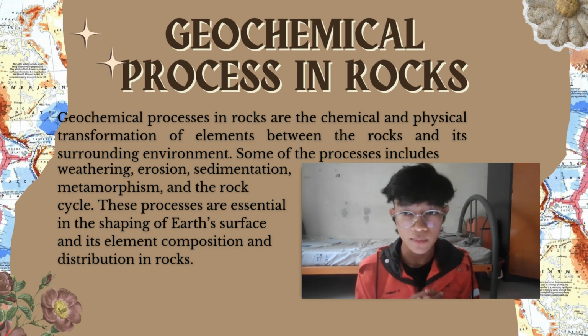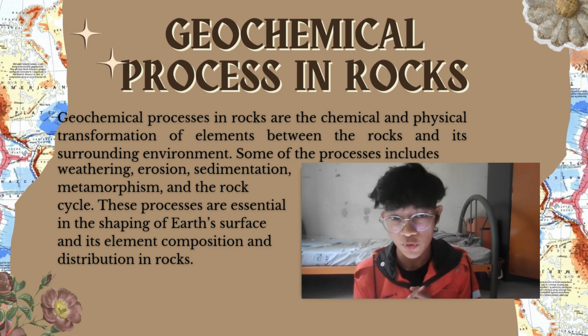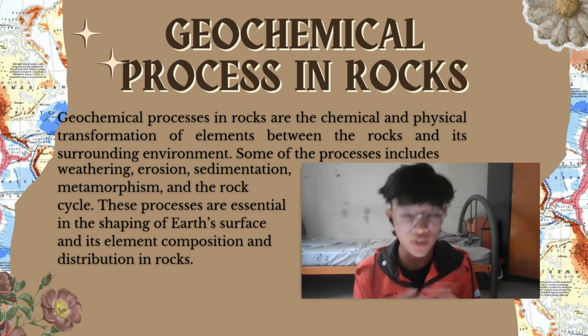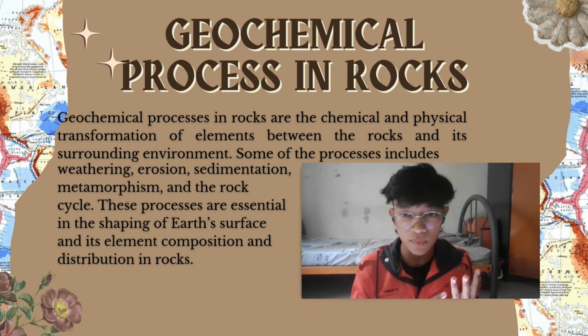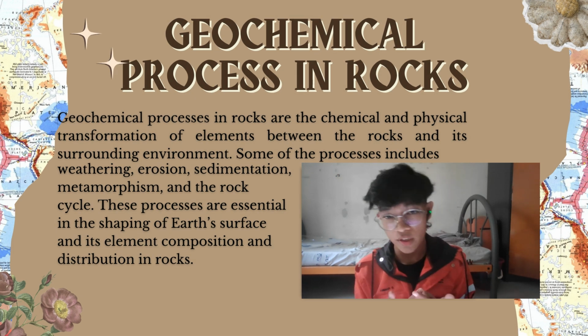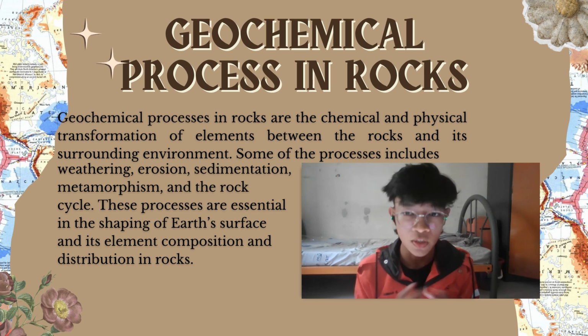Today I'll be talking about geochemical processes in rocks. These are the chemical and physical changes that happen between rocks and their surrounding environment. Some of the main processes include weathering, erosion, sedimentation, metamorphism, and the overall rock cycle. Each of these plays a different role in breaking down, forming, or transforming rocks over time.